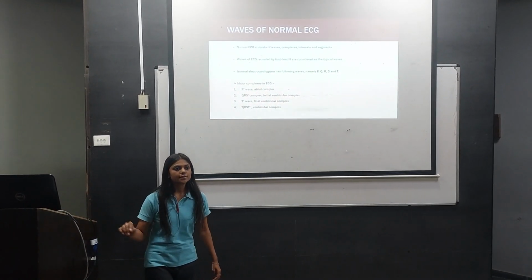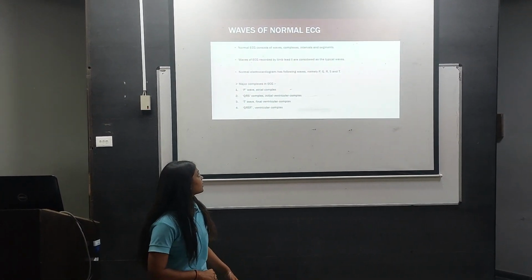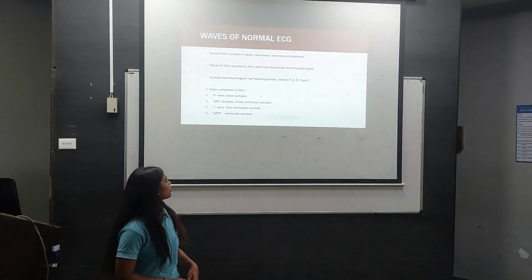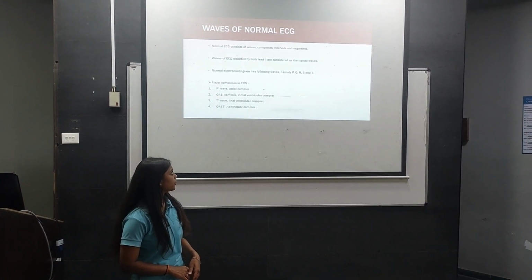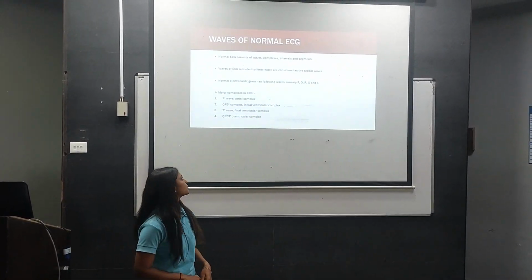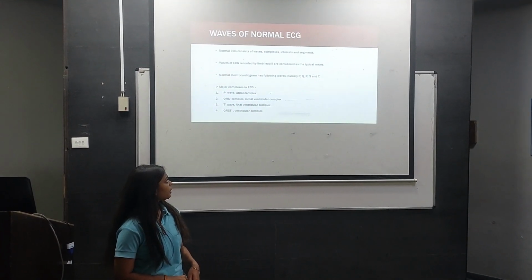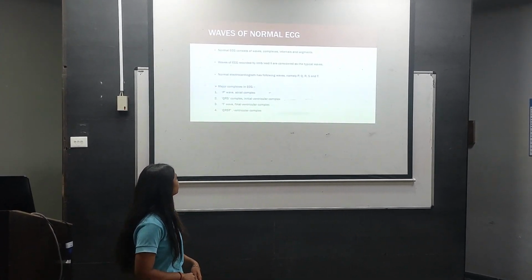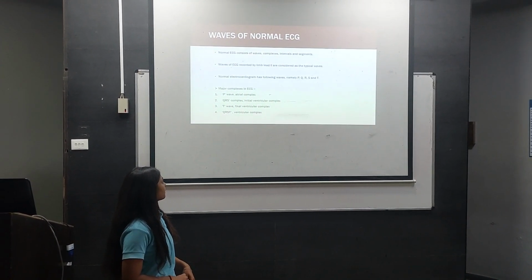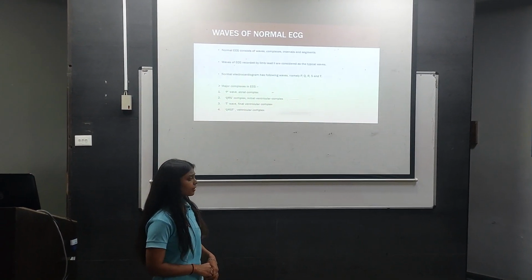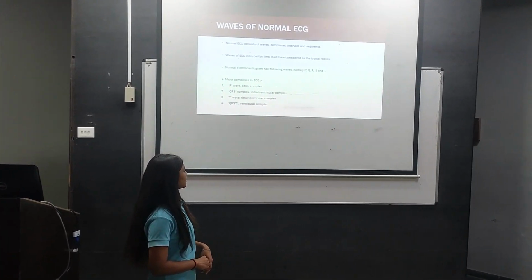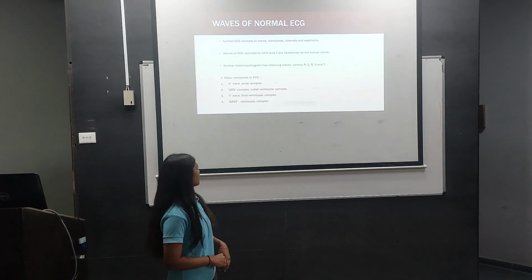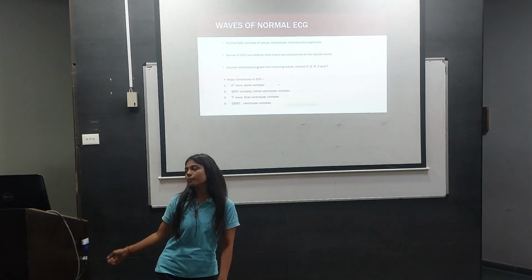Waves of normal ECG. Normal ECG consists of waves, complexes, intervals and segments. Waves of ECG recorded by lead 2 are considered as the typical waves. Normal electrocardiogram has the following waves, namely P, Q, R, S and T. Major complexes in ECG: P wave, atrial complex. QRS complex, initial ventricular complex. T wave, final ventricular complex, and QRST, ventricular complex.